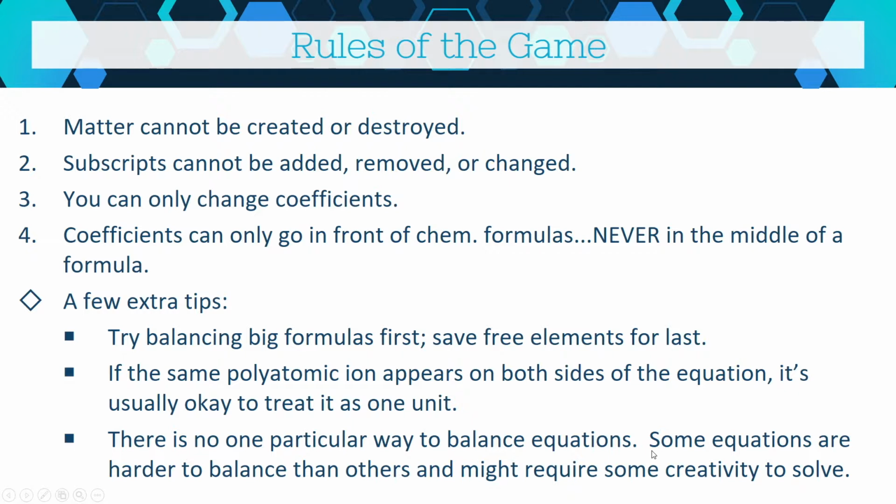If you've got a polyatomic ion appearing on both sides of the equation, it's usually okay to treat it as one unit. All right. Now, this is not a hard and fast rule. It's more some advice when it comes to dealing with these sorts of things.